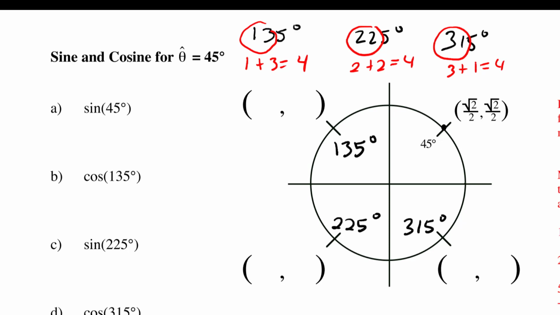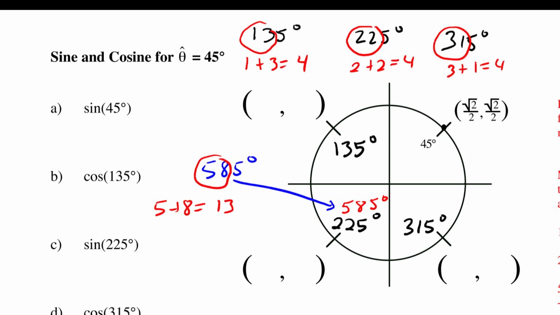Now you might be wondering, well, what about if we go beyond 1 revolution? Well, take a look at 225 degrees. It is coterminal with 585 degrees. And if we add the 5 and 8 together, 5 plus 8 is 13. Well, that doesn't add up to 4. Well, no, it doesn't. However, the 13, the 1 plus 3, does add to 4. Ooh, I know. That's pretty exciting.